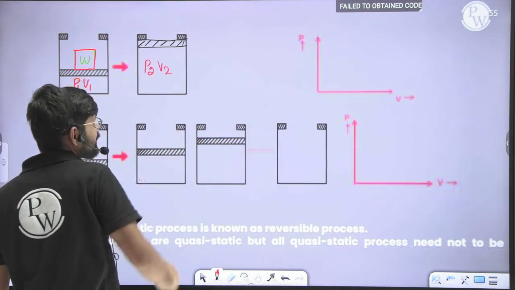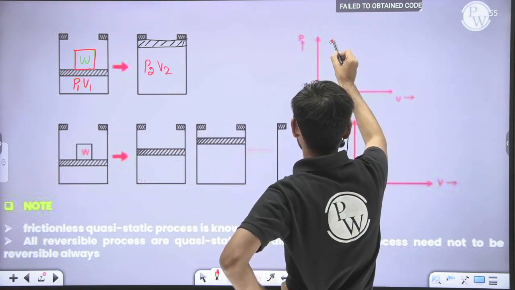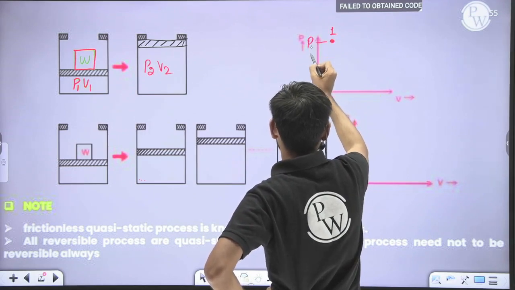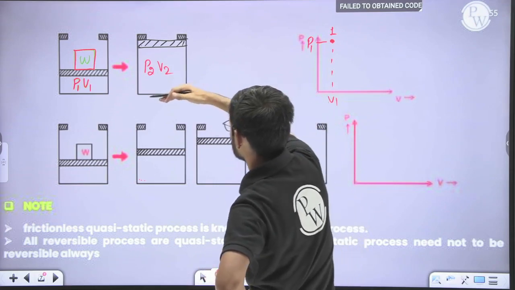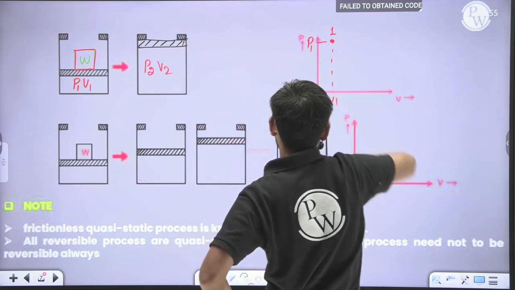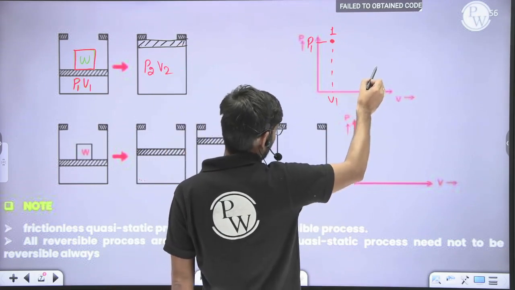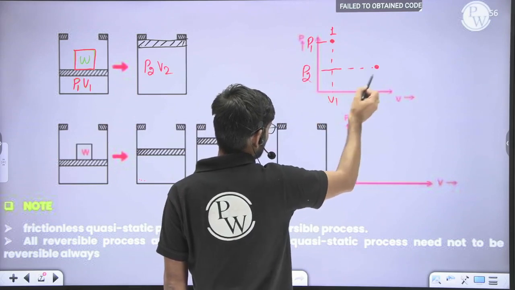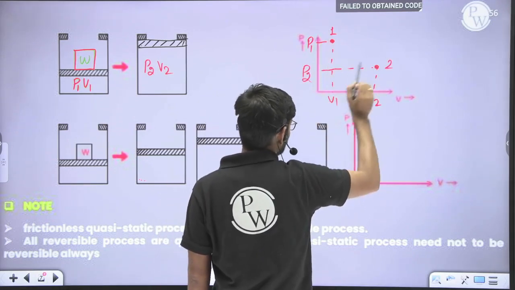So if I draw the initial condition in this diagram, it will be somewhere here. This is the initial condition where pressure is very high, that is P1, and volume is small, V1. Now when we remove this block, pressure decreases and volume increases. Now it is P2, pressure decreased, and V2, volume increased. This is state one and this is state two.